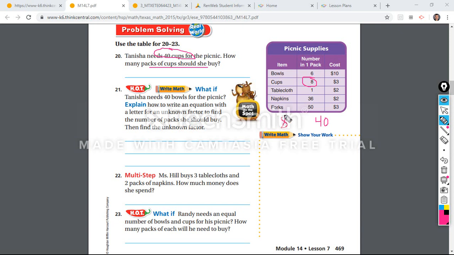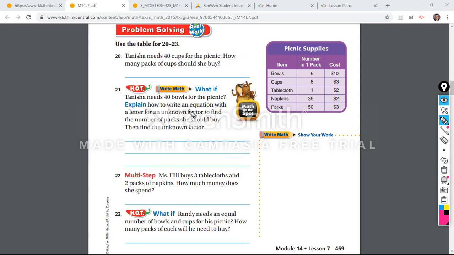So 8 times n equals 40. So what do I need to put here for n? n times what? 8 times 5. She needs to buy 5. Good. 5, because 8 times 5 equals 40. That makes that true.